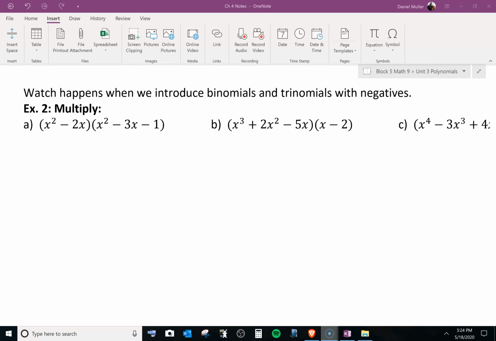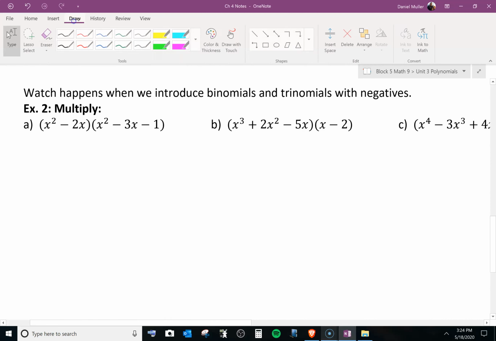Example 2, we're going to be multiplying. We're going to have some more negatives included in here and also just some slightly higher exponents. But really nothing changes. Let's first add in these ones so that I don't get confused with these things. We're just going to take the first one and multiply it by everything, and then we'll take the second one and multiply it by everything. And that's all we're going to do here.